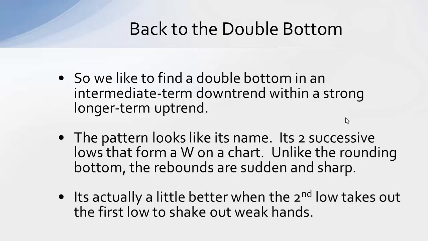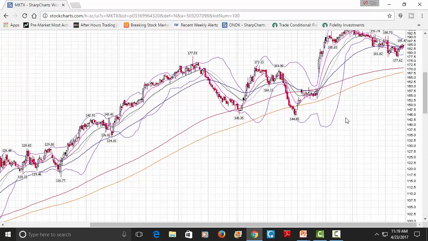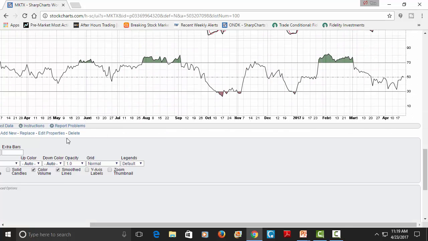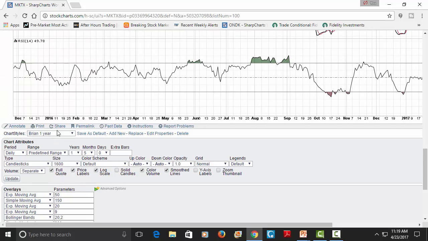The double bottom pattern is basically a W on a chart. It's 2 successive lows, as the name suggests. We like to find these on a weekly chart, on a longer time frame. The longer the time frame, the better. On a daily chart, it works pretty well as well. Unlike the rounding bottom pattern, the rebounds are sudden and sharp. We can see that on this chart of MKTX, which we featured as it was breaking out of this double bottom pattern. You can see that there are 2 successive lows here. You can see that better on a weekly chart. If I bring up a weekly chart, it becomes a lot more clear.